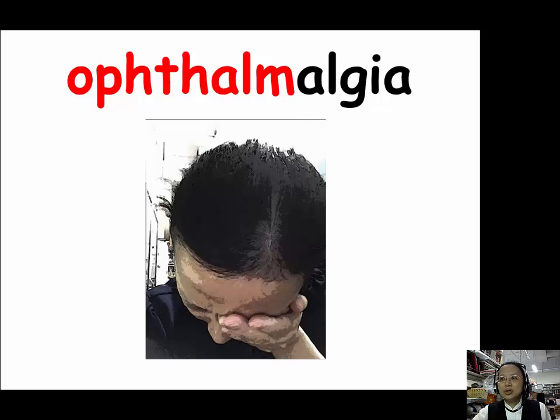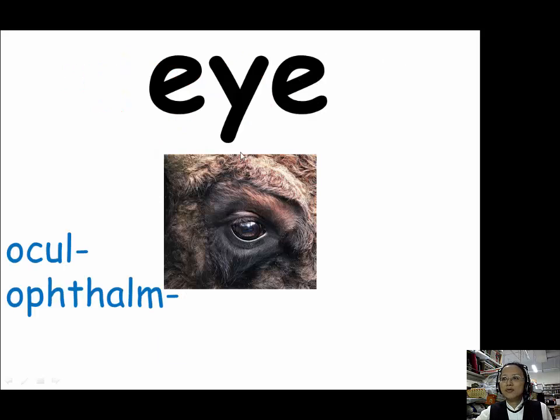For O-P-H-T-H-A-L-M, our example is ophthalmalgia. What is ophthalmalgia? Ophthalmalgia is pain in the eye. Sometimes I have migraines. I also have ophthalmalgia. Let's review what we just learned. When we talk about things that are referring to our eye, we use two prefixes, O-C-U-L and also O-P-H-T-H-A-L-M.